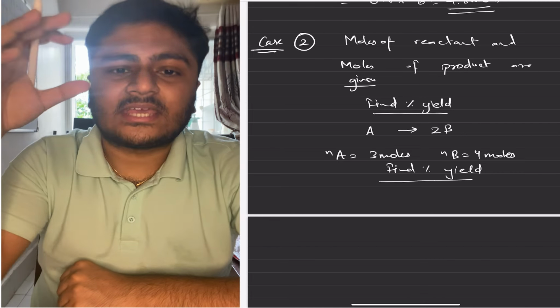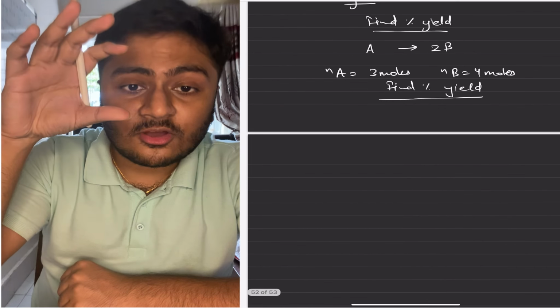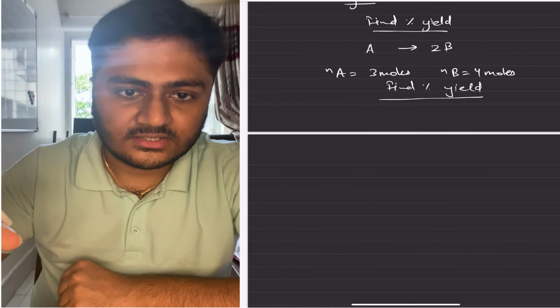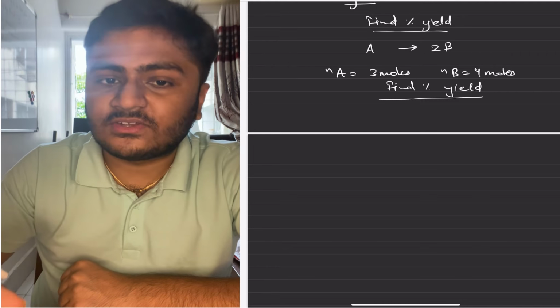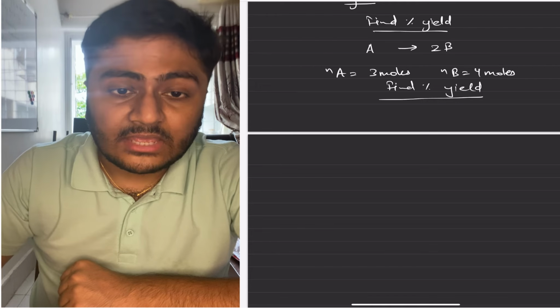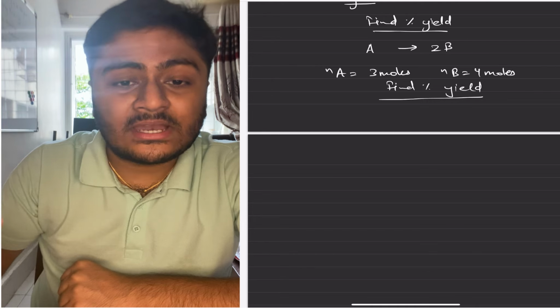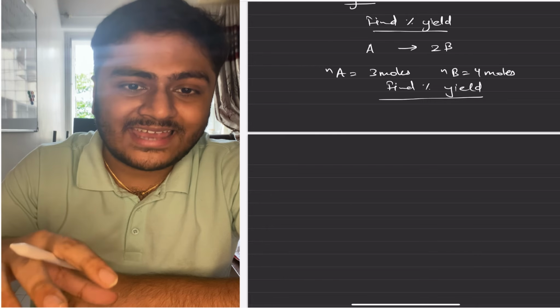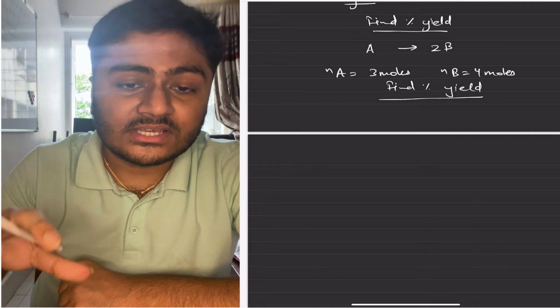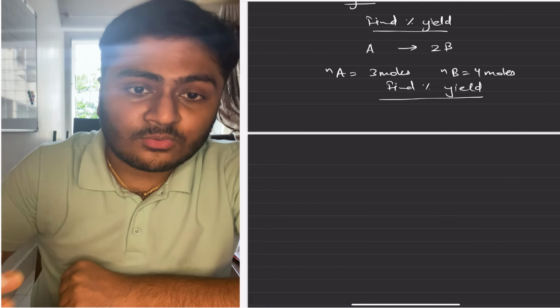Okay, in the second case, whenever they have given you the moles of product and reactant, it is pretty obvious that the reaction is definitely inefficient. If they give you the moles of either one of them, you can calculate the other. So there is no reason to give you both moles of product and reactant. The reason they've given you both is that the reaction is definitely inefficient. Now let's calculate the percentage yield.